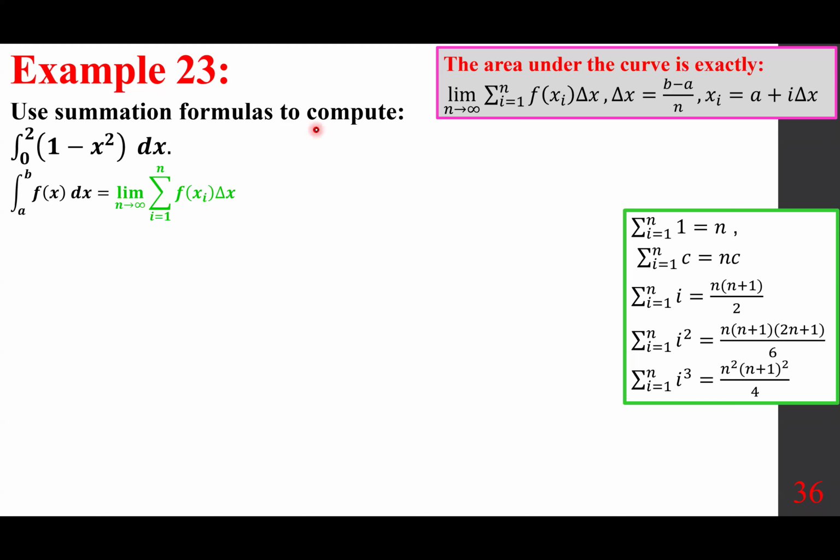Use summation formulas to compute the integral from 0 to 2 of 1 minus x squared dx. And of course, reminding everyone that this definite integral, which is a number, uses the Riemann sum as follows. So previously, we were trying to just see how we arrive at f of x, going back and forth from this format to that format. That's what we did before. Now we actually work it out. To work it out, the area under the curve is defined as this limit, everybody.